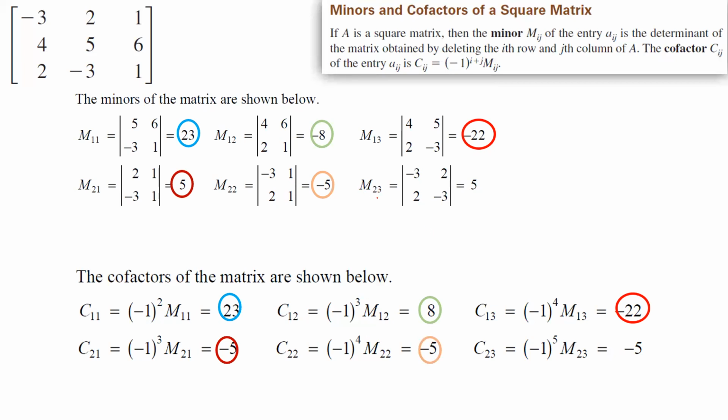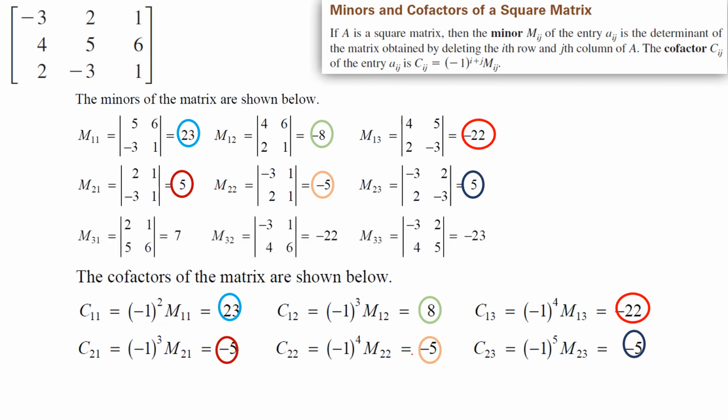We calculated the minor for the second row and the third column, which is 5. Now we're going to use this to calculate the cofactor for the second row and the third column. By definition, it's equal to negative 1 to the power 2 plus 3, which is 5, times the minor for the second row, third column. Negative 1 to the power 5 is negative 1. Negative 1 times 5 gives you negative 5. So far we had 6 minors. We calculated 6 cofactors. Let us move on to the last set.